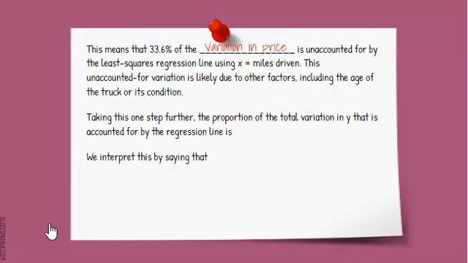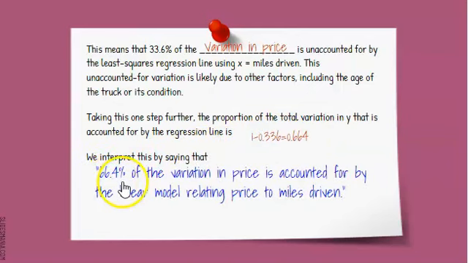So taking this one step further, the proportion of total variation in y that is accounted for by the regression line is this. 1 minus what is not accounted for gives us 0.664. Now, we interpret this by saying this. We say 66.4% of the variation in price is accounted for by the linear model relating price to miles driven.